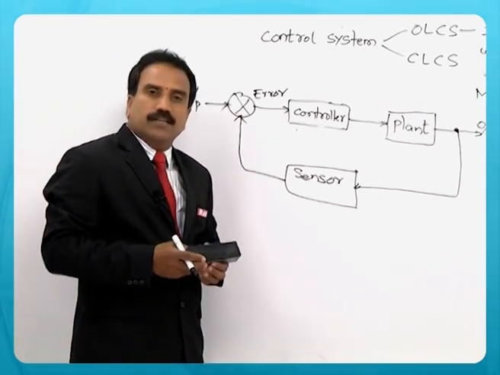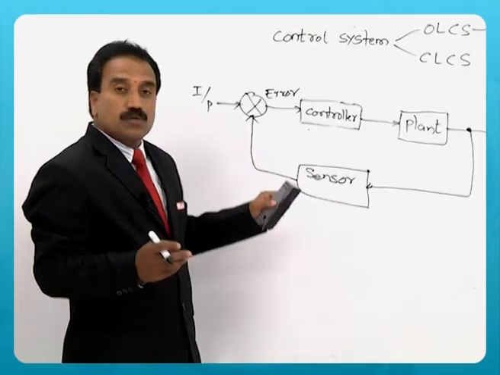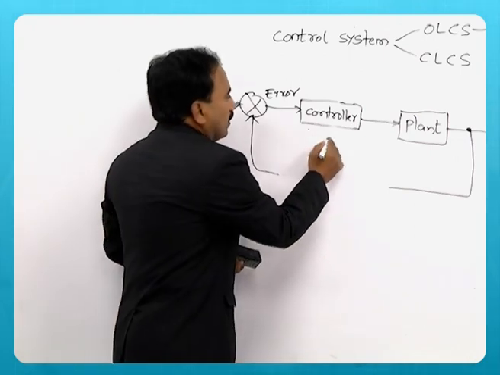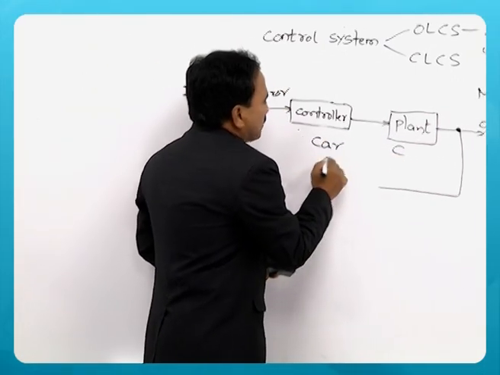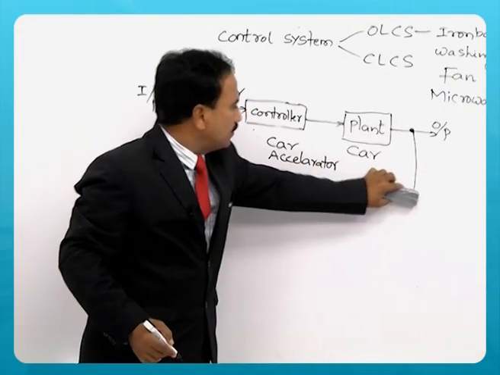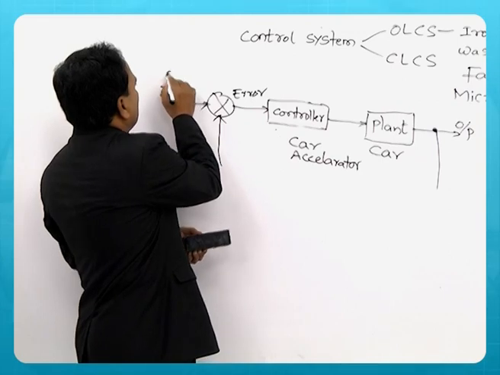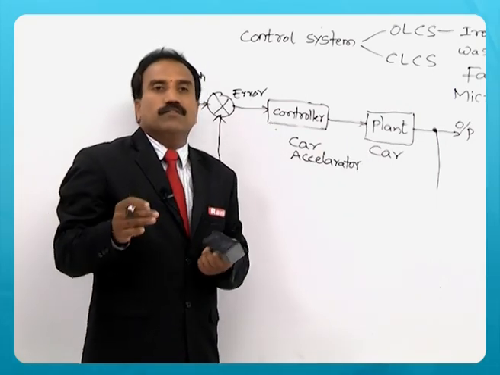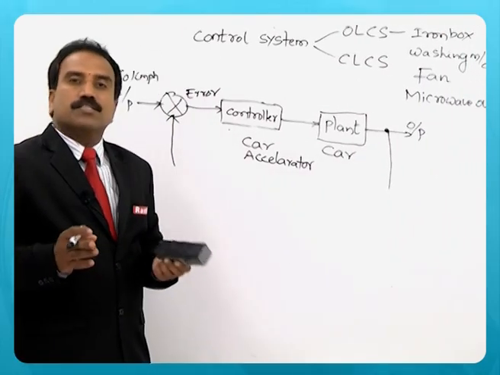A very simple example I can take is an automobile system. Suppose we are driving a car. If there is no speedometer, then I can say it is an open loop control system. The car will have a controller, an accelerator, and the car is treated as the plant. Suppose you are expected to go at a speed of 60 kilometers per hour, that is your desired speed. Still you can go with an open loop control system, but it is not sure whether you are going at 60 kilometers per hour or not. It may be 50, it may be 70, but the system can still work.